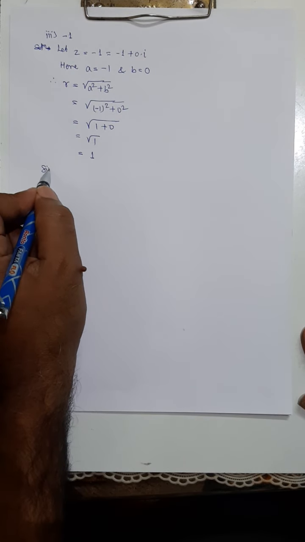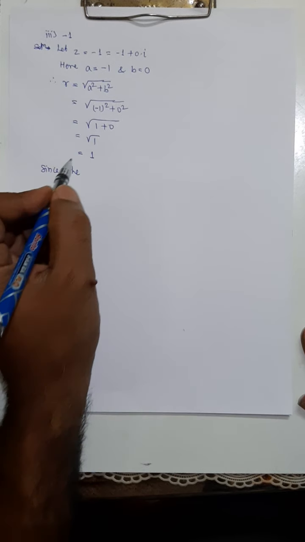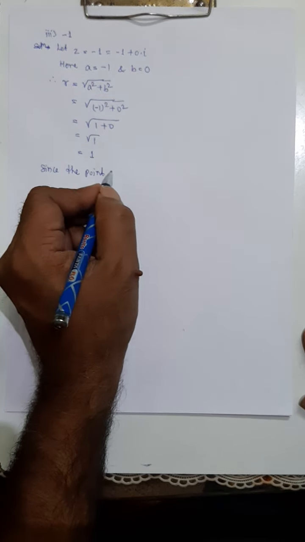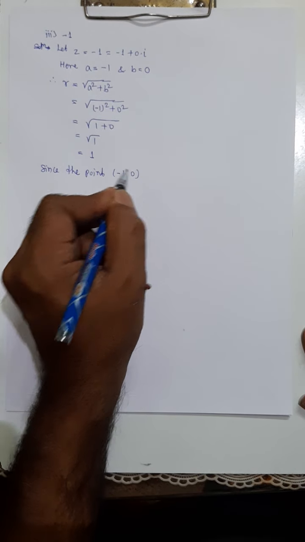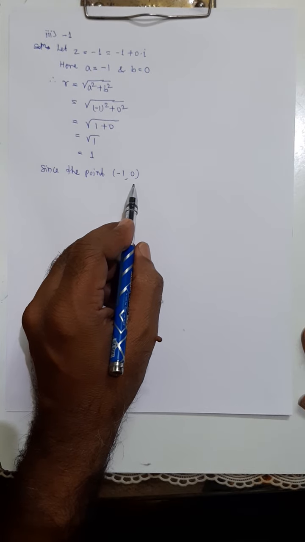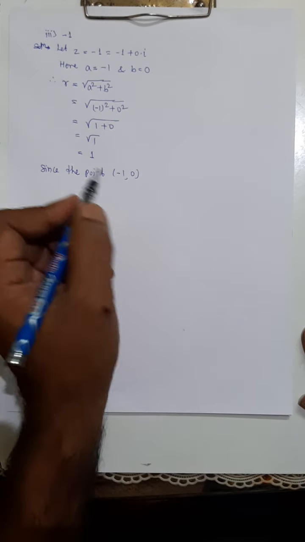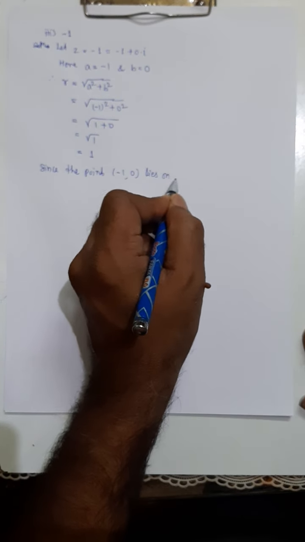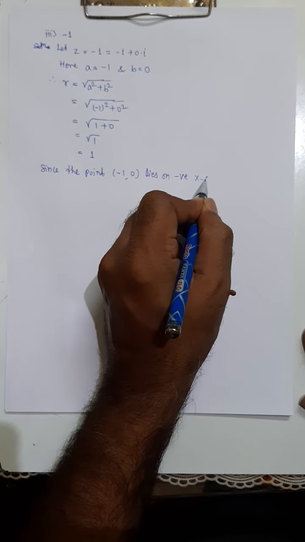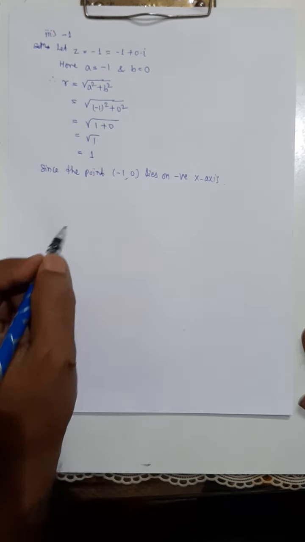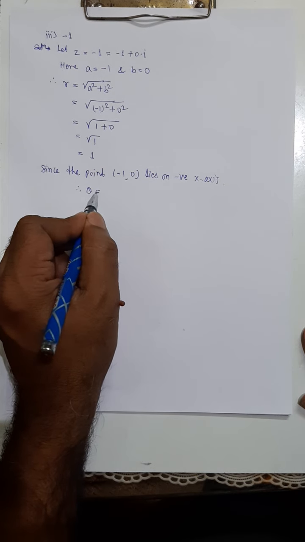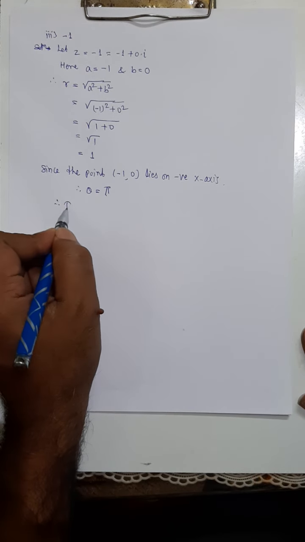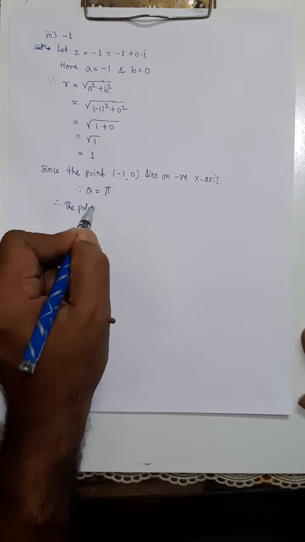Then see the point, where it lies. So what is the point from this complex number? Minus 1 comma 0. That means x coordinate negative and y coordinate 0. That means it lies on the negative x-axis. So the point minus 1 comma 0 lies on the negative x-axis, and therefore we can determine theta. Negative x-axis means angle 180, that is pi, and therefore we can write the polar form.